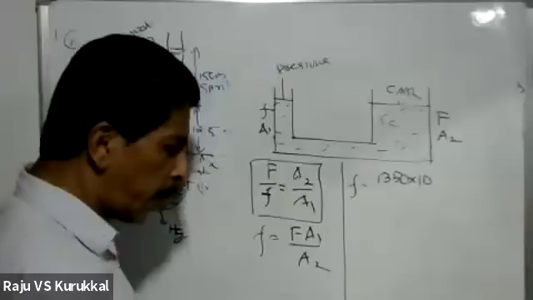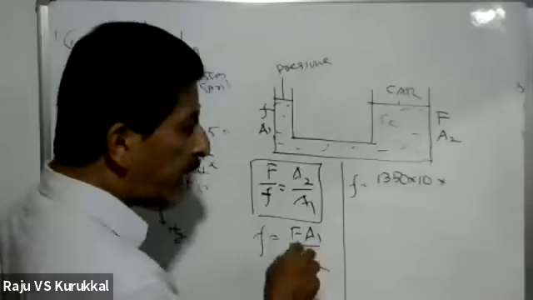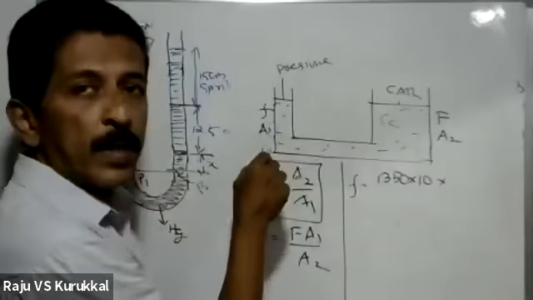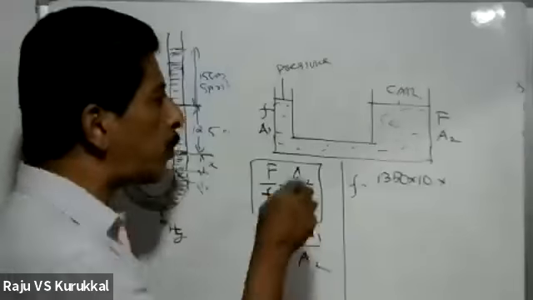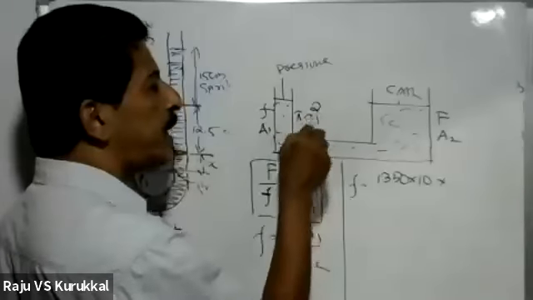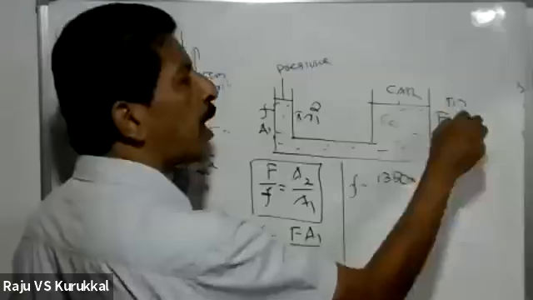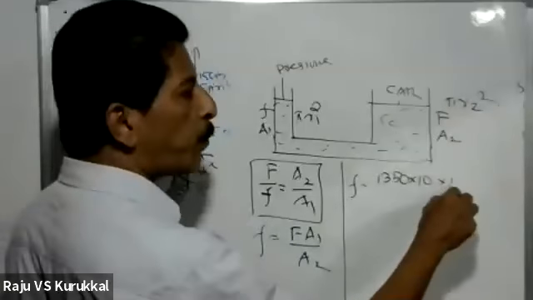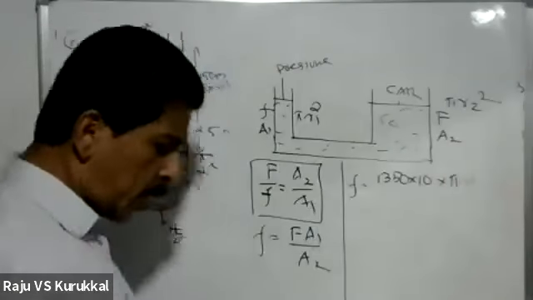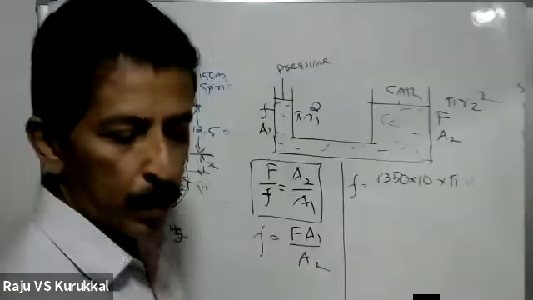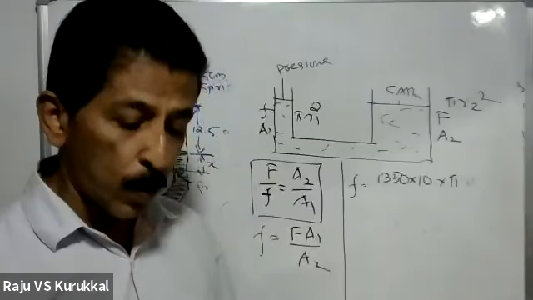10 into how much? Then the area of the first cylinder. What is the area of a cylinder? pi r square. Pi r1 square is the area here, and here it is pi r2 square, and it is pi r1. What is r1? What radius is given? Is it 5 centimeter?